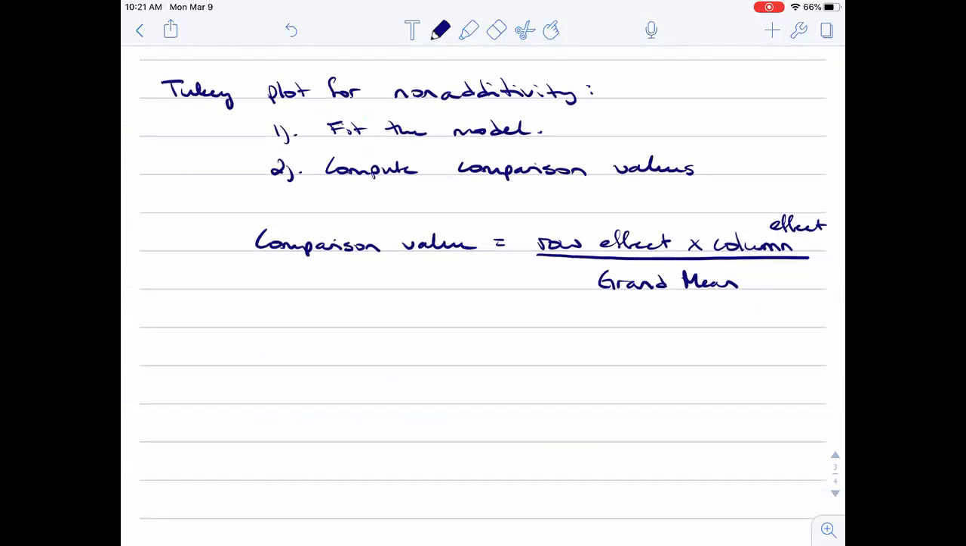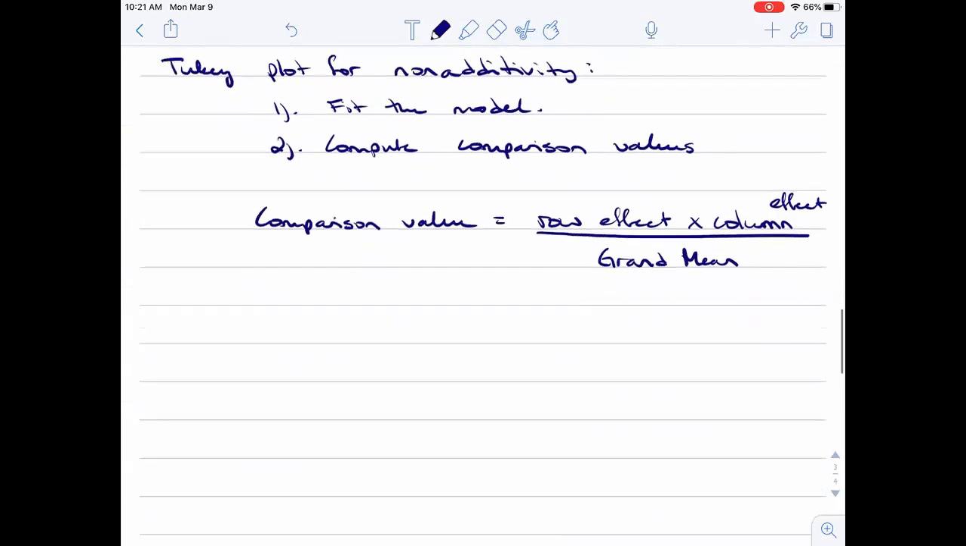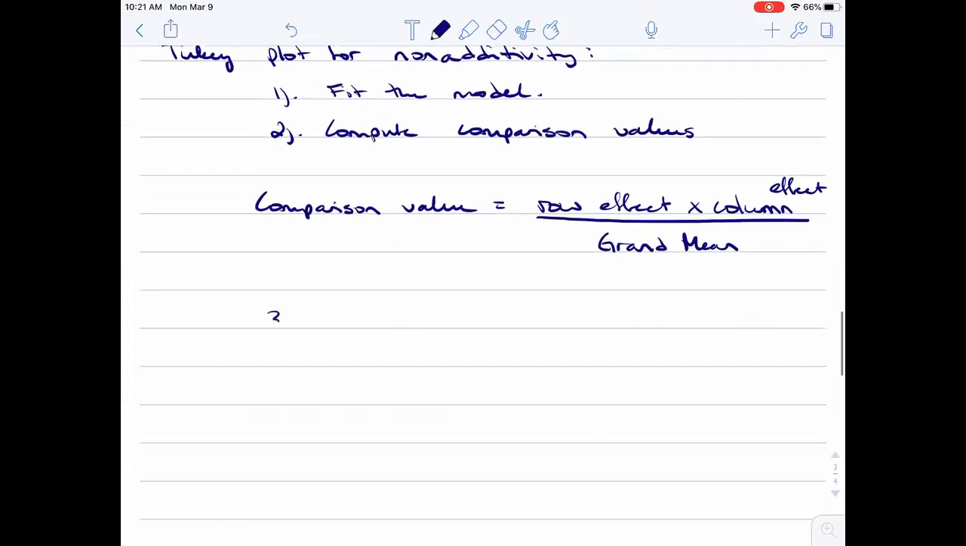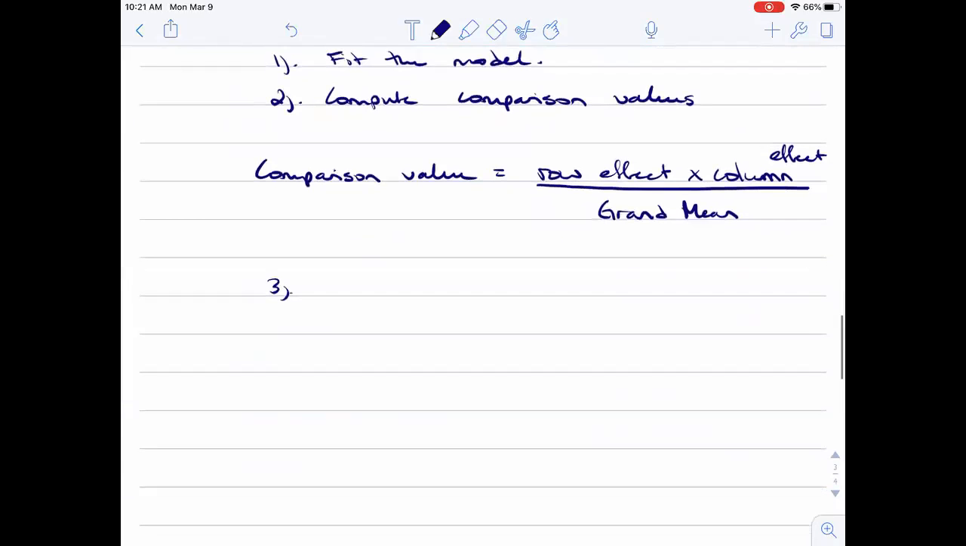So now, what you're going to do, the third thing you're going to do, is you're going to plot the residuals against these comparison values. Plot the residuals, and I'll use that tilde. You guys are all plotting in R anyways, so plot the residuals against the comparison values.